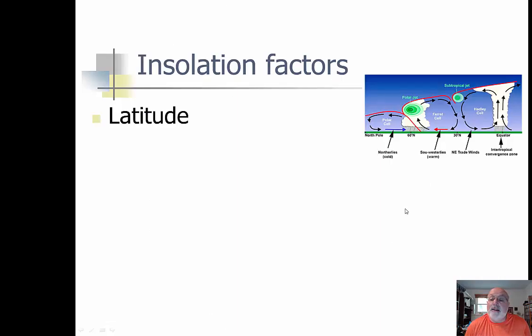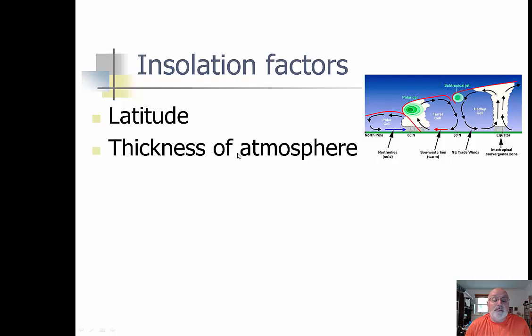Insolation factors: latitude. If you have low latitude, you get lots of insolation. Insolation is sunlight. Thickness of the atmosphere: the thicker the atmosphere, it can actually have more clouds. And it's thicker because it's warmer. Warmer air expands, and we have a thicker atmosphere at the equator than we do at the poles.